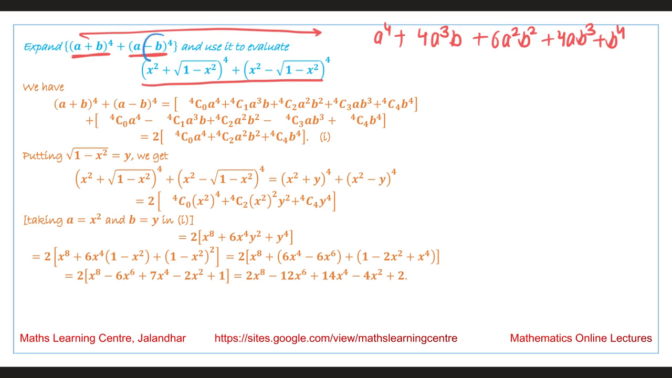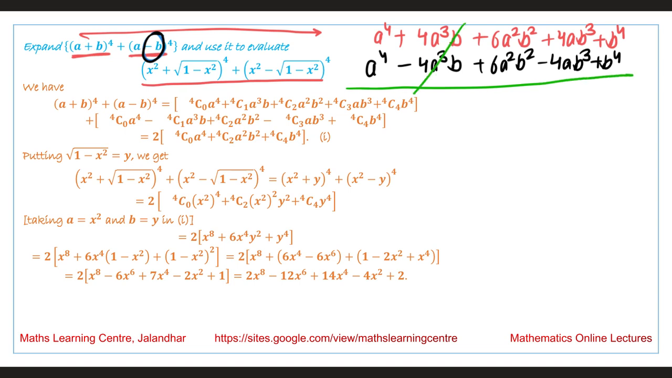When it is the minus sign here, we are talking about a minus b raised to the power 4. The answer we will have is a raised to the power 4 minus 4a cube b plus 6a square b square minus 4ab cube plus b raised to the power 4. Now when we add both these values, these terms will be cancelled, and the answer we will obtain is 2 times a raised to the power 4 plus 6a square b square plus b raised to the power 4.